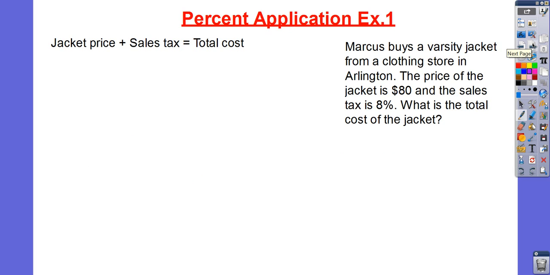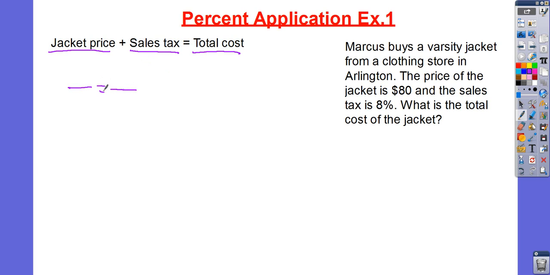So Marcus buys a varsity jacket from a clothing store in Arlington. The price of the jacket is $80 and the sales tax is 8%. What is the total cost of the jacket? So a sales tax is going to be an additional cost that is added on to our original amount. So let's just see what that additional cost is, and then we're going to take the jacket price and then add that sales tax, that additional cost, to equal our total cost.